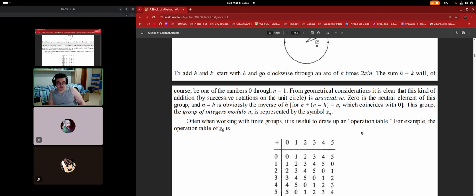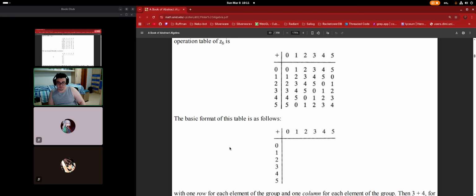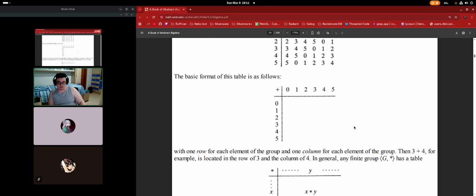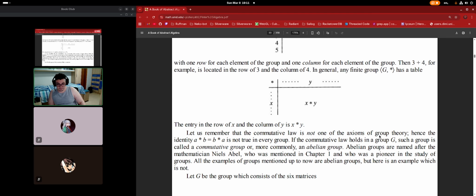Often when working with finite groups, it is useful to draw up the operation table. So this is essentially a table that maps the operation with the operands. So with these two operands applying this operation, we have this outcome. Very basic. And then this is how it works. Each row for each element of the group and one column for each element of the group. Then 3 plus 4, for example, is located in the row 3 and the column 4. So it looks like this. The entry in the row of x in the column of y is x operation y.